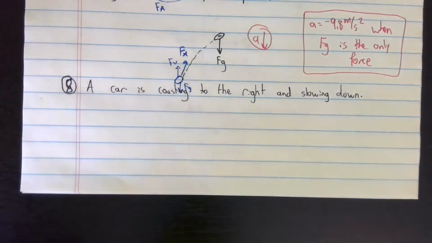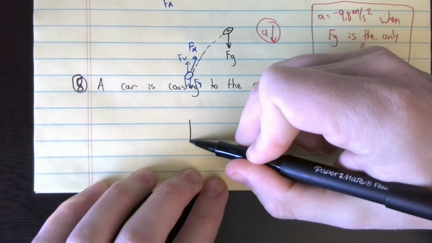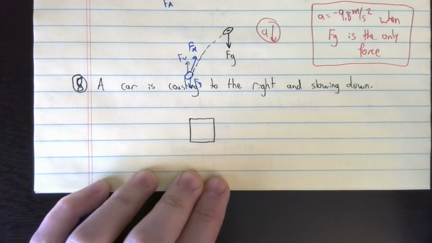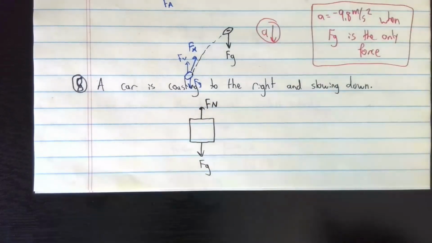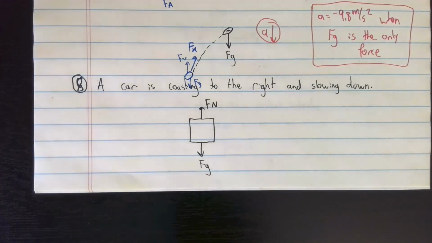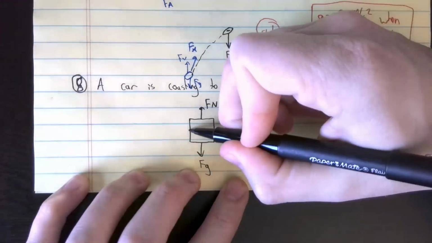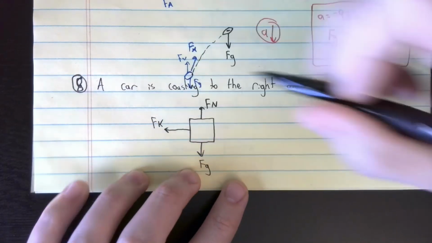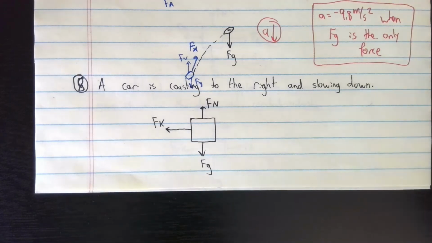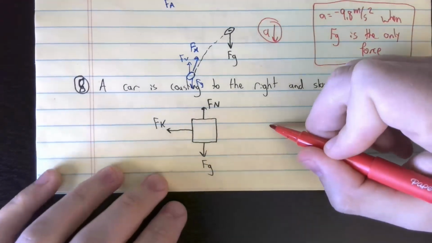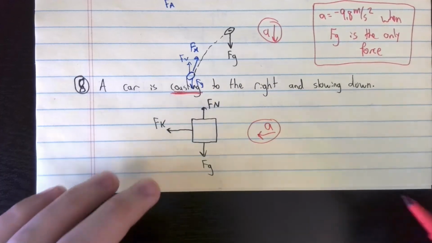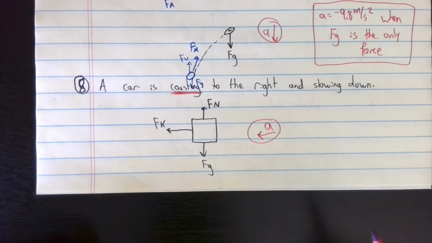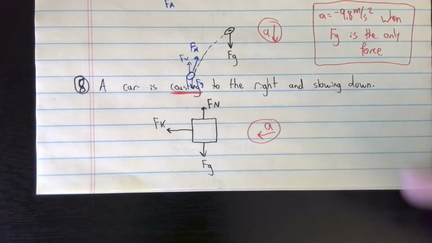Last one, a car is coasting to the right and slowing down. Well, Fg is keeping it on the planet. Fn is pushing up on the car. And this is, well, I'm just going to write friction in here. Friction is causing it to slow down, which means that acceleration is left. So the fact that it's coasting means that they're not pressing on the gas. There's no forward force that's pushing it forward. And so that's how I know it's going to slow down.